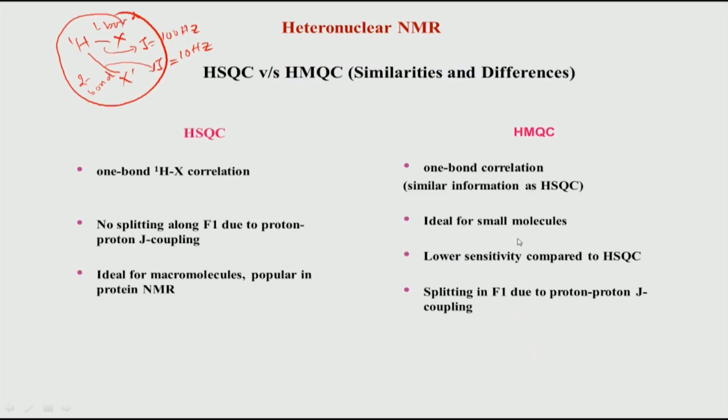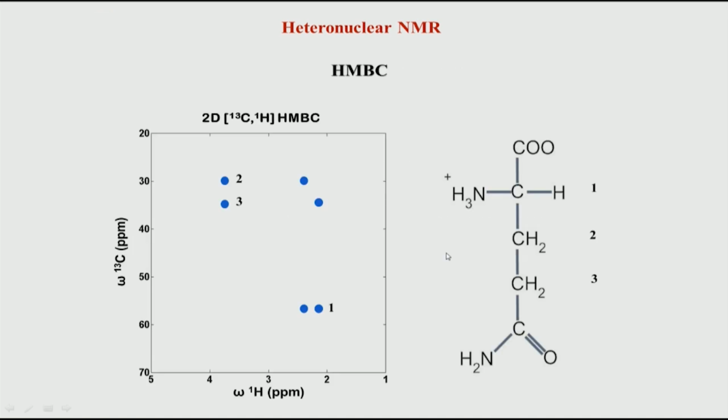So, HMQC is also preferred for small molecules, and HSQC ideally for large molecules where you want to get maximum sensitivity, where speed may not be the factor, and you can do many more sensitivity enhanced approaches in HSQC. So, these are basically the broad differences between these two, and we will now move to the third experiment called HMBC.